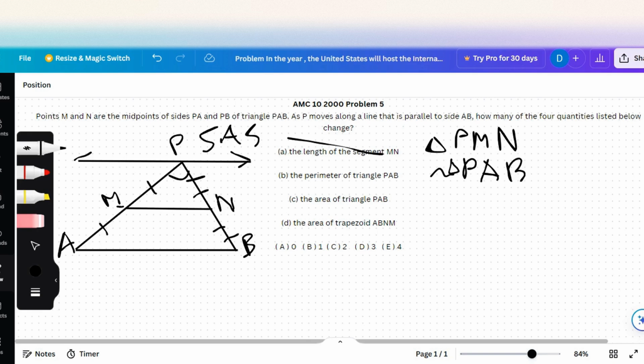The perimeter of triangle PAB. Well, this one does change because if you move P all the way to the left, obviously it's going to have a different perimeter than the original position. So this one does change.